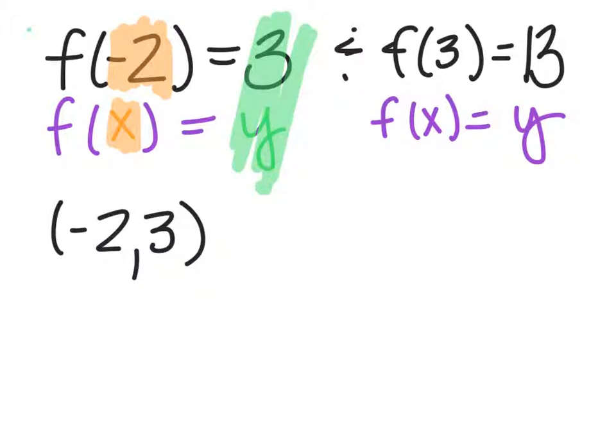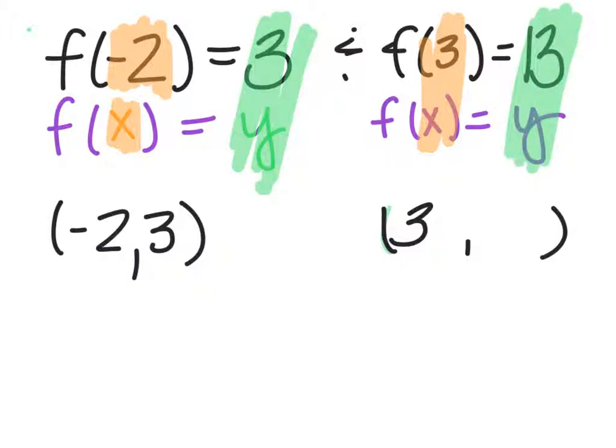And then if we look at the other point, we can figure out the exact same thing. So we know, again, we're going to have an x and a y for this point. And whatever's in the parentheses here is going to be our x. So we know that x is 3. And then whatever is outside the parentheses, or on the other side, the equal side, is going to be our y. So in this case, our y is 13.